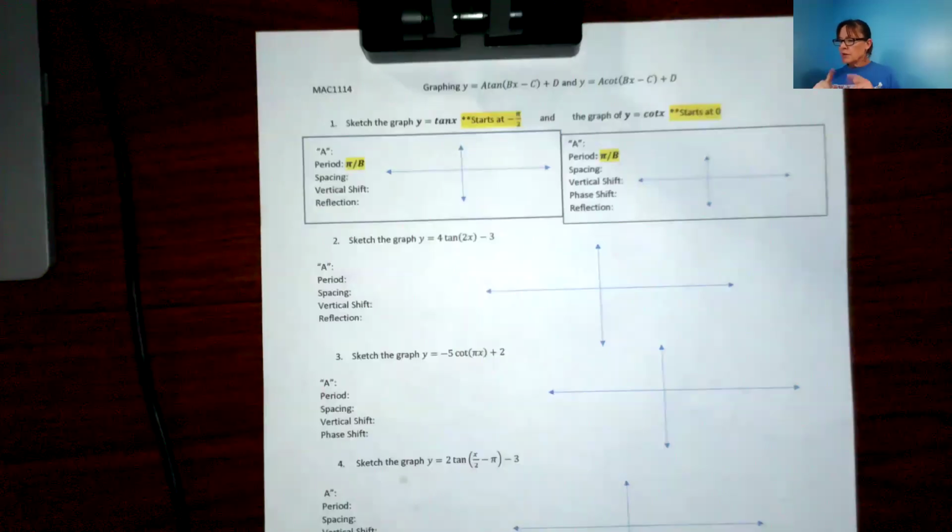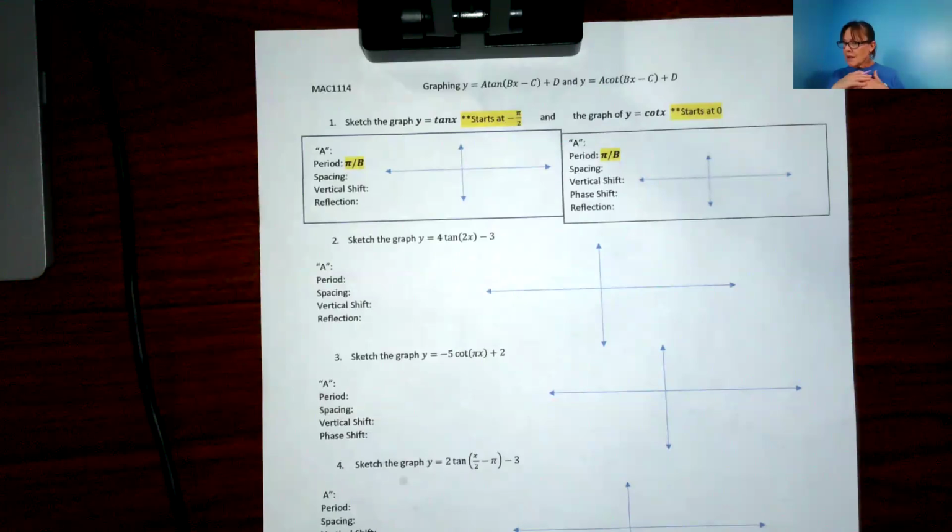The other really, really big deal is that tangent is unlike any of the other graphs, and it starts at negative pi over 2, not at 0. Everybody else starts at 0. The pattern for sine, for instance, is middle, high, middle, low, middle, starting at 0. The pattern for cosine, high, middle, high, starts at 0. The pattern for cotangent, we're going to learn, starts at 0. The pattern for tangent doesn't start at 0. It starts at negative pi over 2. And of course, secant and cosecant start at 0 because they're based on sine and cosine.